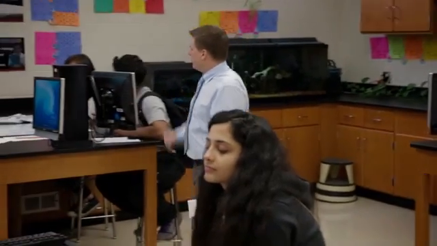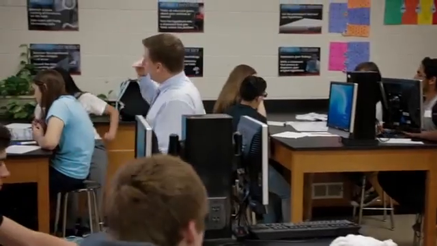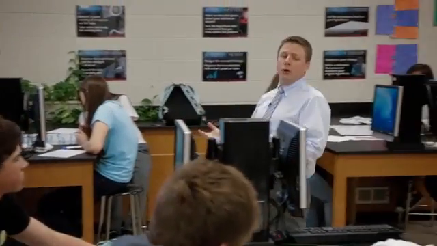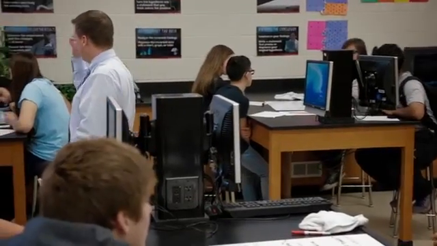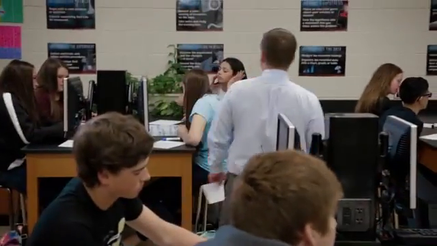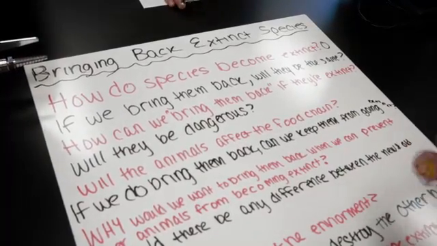So look at your questions on your charts, on your whiteboards, and read through each question. Decide whether you think it's a closed-ended question or an open-ended question, and put a C with a circle around it or an O with a circle around it next to each question.